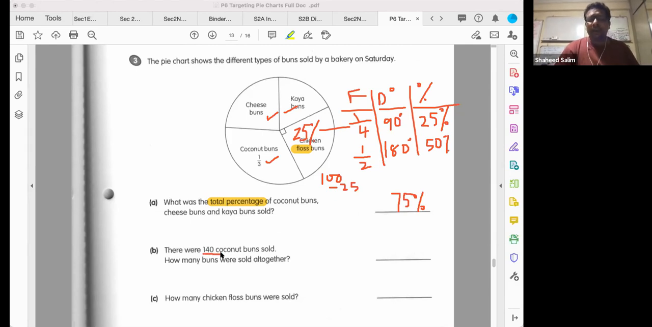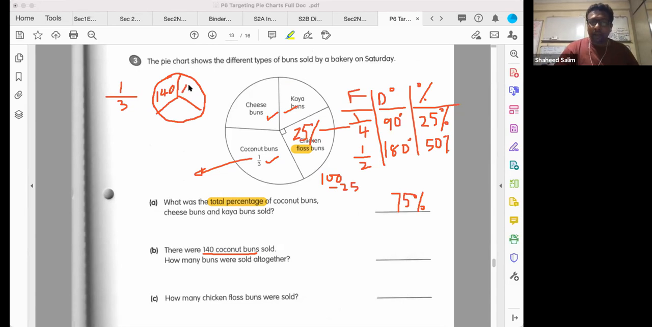There were 140 coconut buns. This one is equal to 140. 1/3. Now I draw 1/3 like that. It's like your Mercedes brand, you have some Mitsubishi. Okay, this is 1/3, and they say 1/3 is 140 buns.